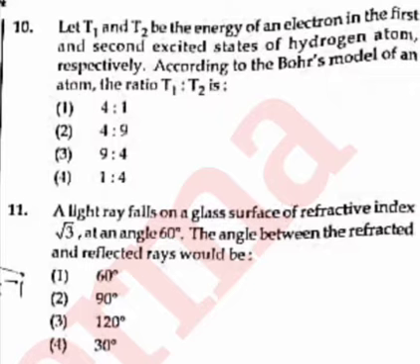Question 11. A light ray falls on a glass surface of refractive index root 3 at an angle 60 degree. The angle between the refracted and reflected ray would be: option 1, 60 degree; option 2, 90 degree; option 3, 120 degree; option 4, 30 degree. The correct answer of this question is option 2, 90 degree.